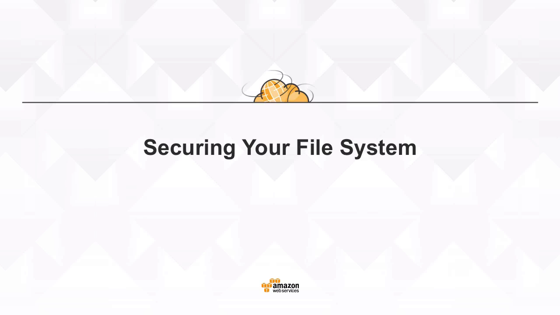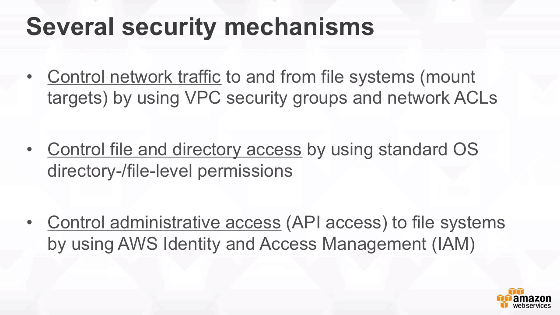How can you manage the security of your file system? Actually, there are three different levels of security that you can manage. You can control the network traffic, so the network access to and from the file system, using the VPC security groups or the network access control list. You can control file and directory access using standard OS directory and file level permissions. And you can control management access, administrative access, so API access at the end, to the Elastic File System platform using the AWS Identity and Access Management platform, IAM.